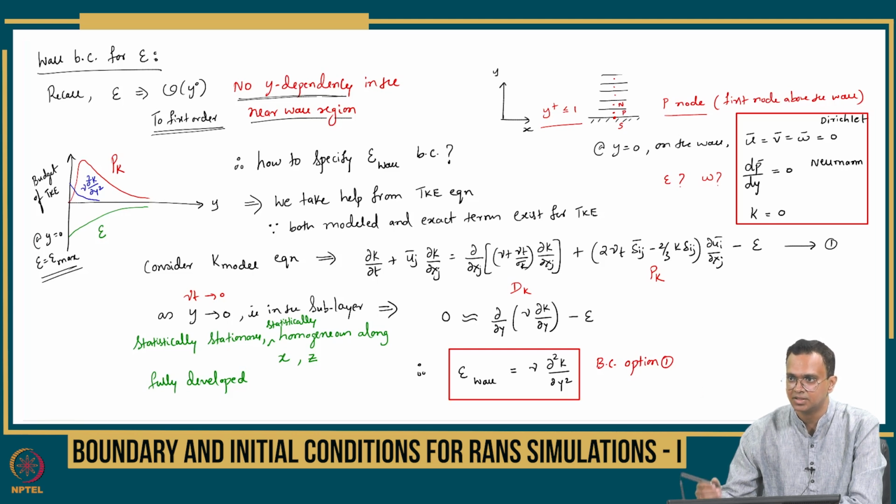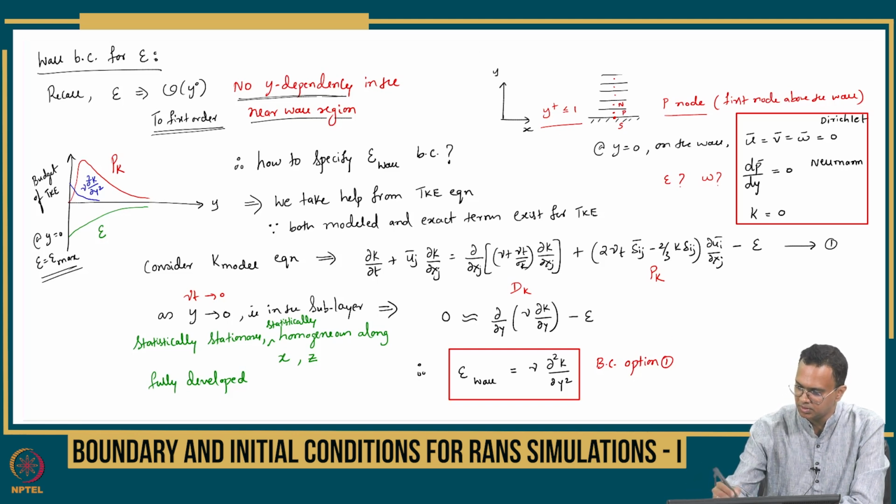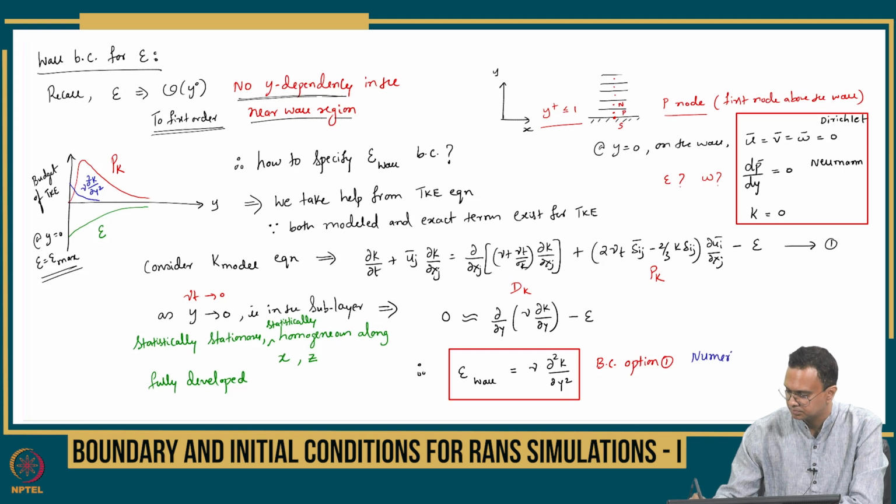Yes, there is a second order term sitting here. The order of this term is not ∂k/∂y, it's ∂²k/∂y². So this will be numerically unstable. If you implement it in your assignments, you can see that it will be unstable, very difficult to get convergence. So this is numerically unstable, because you have a second derivative on the wall.